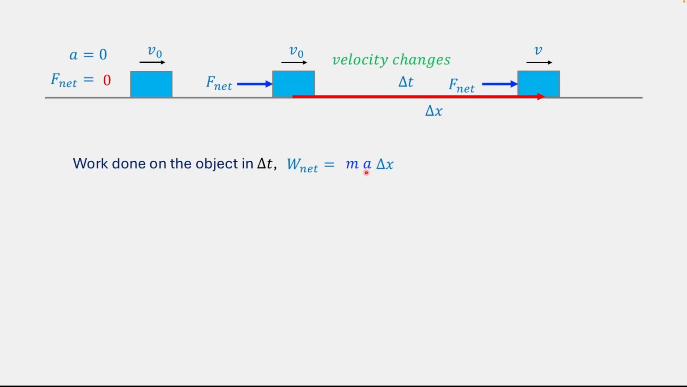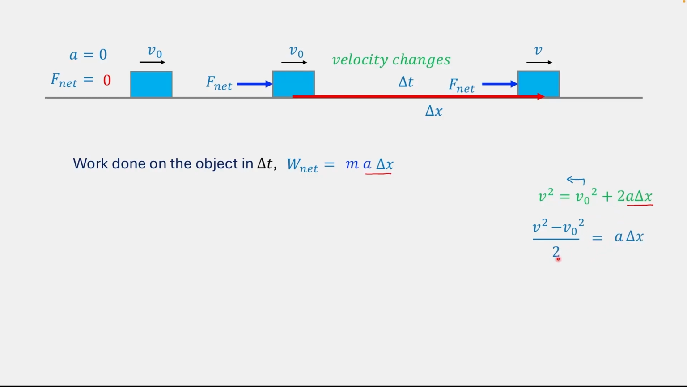Next, I'm going to use one of the kinematic equations, which is final velocity squared is equal to initial velocity squared plus 2 times acceleration times displacement. Next, I am solving this equation for a delta x. So, move v0 squared to the left-hand side and divide by 2, which is equal to a delta x.